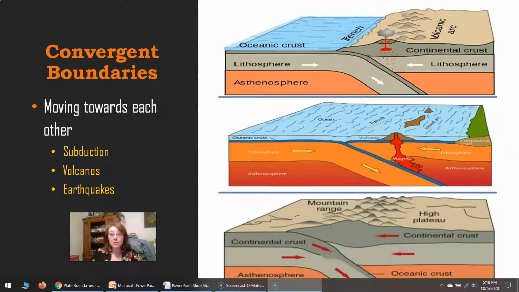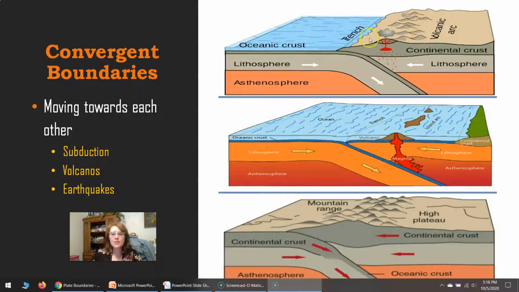If you want to sketch these or get a copy of this off the internet, you can just search convergent boundaries. You can keep that in your notes somewhere online so that you have that when you're taking a test, and that'll help you figure out the answer because the final exam is coming up soon.